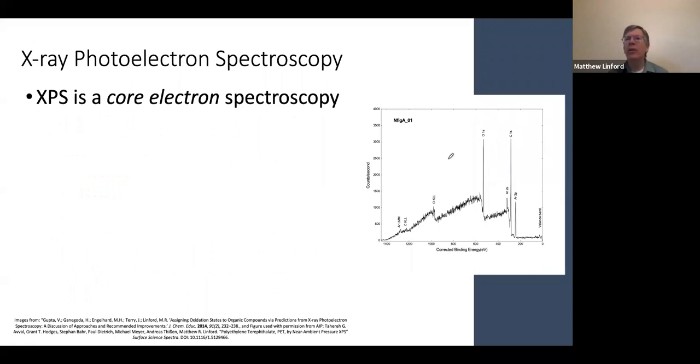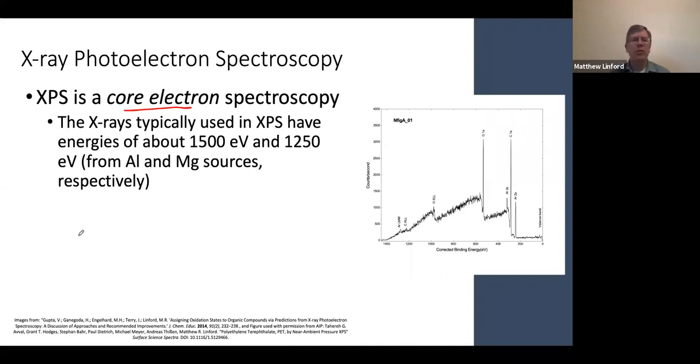Okay, we also need to emphasize here that XPS is a core electron spectroscopy. I'm assuming that a lot of people here have probably taken some chemistry, and you remember that there's a difference between valence electrons, which are the outermost electrons in an atom, and the core electrons, which are the electrons closer to the nucleus. Because those electrons are close to the nucleus, they have high binding energies. It takes a lot of energy to knock them out, because there are strong electrostatic interactions between those electrons and the nucleus.